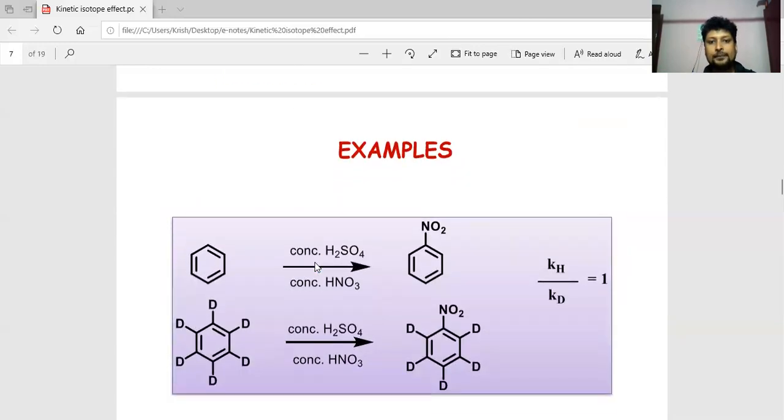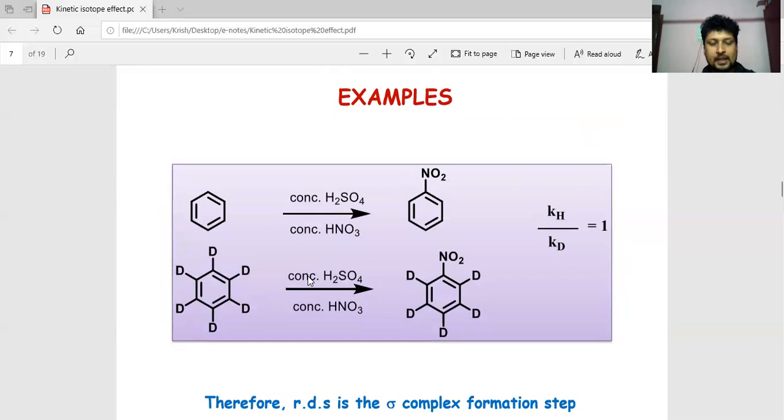Coming to the next example, that is nitration of benzene. Benzene is being nitrated with the help of mixed acid. We know concentrated sulfuric acid and nitric acid mixture at a temperature of 50 degrees centigrade gives nitrobenzene. Now we calculate the rate constant, say Kh. We repeat the same reaction with benzene D6.